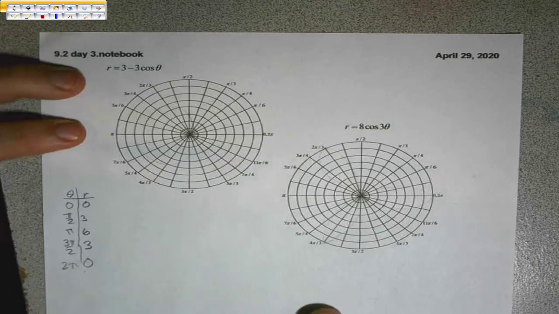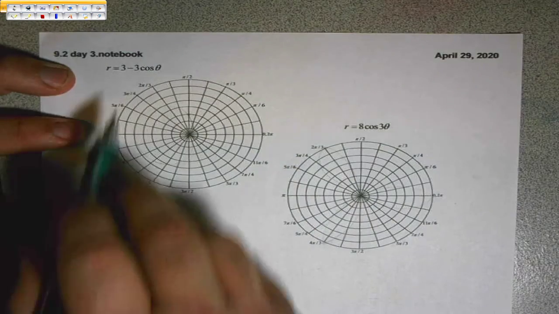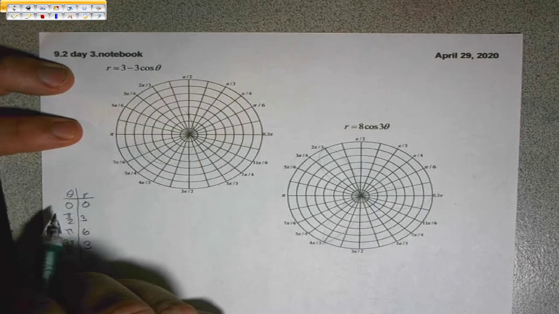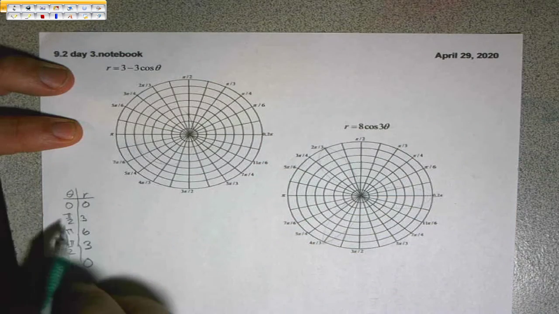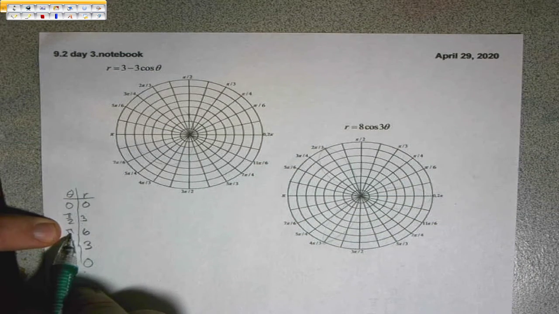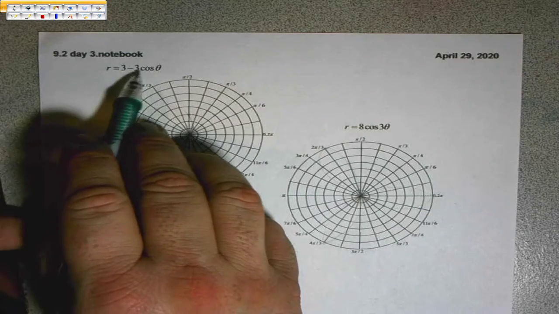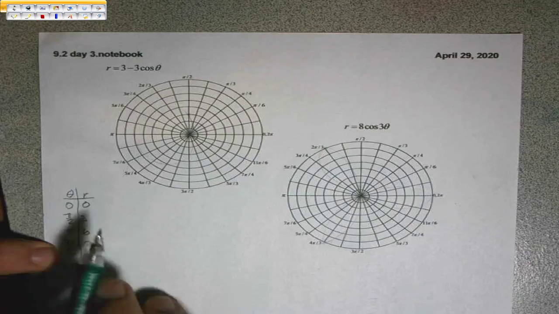Here we're going to have a cardioid because 3 minus 3 is 0. So we go from 0 to 2 pi, count by pi over 2's. And if we plug 0 in, cosine of 0 is 1, so you get the 0 right away. Cosine of pi over 2 is 0, so we get 3. Pi is negative 1, so that becomes 6 because you're going to take negative 1 times negative 3. And then 2 pi is back to that 0.